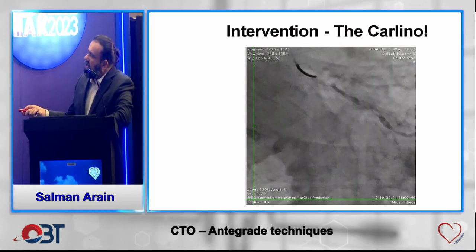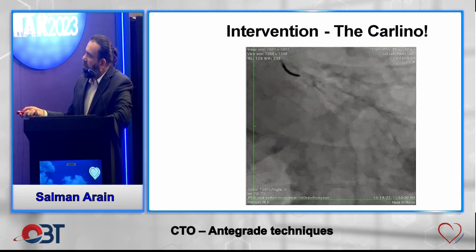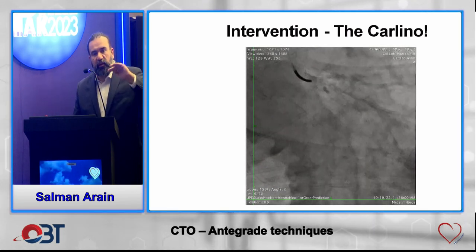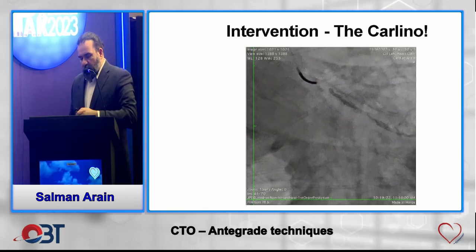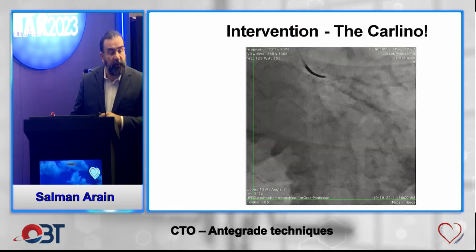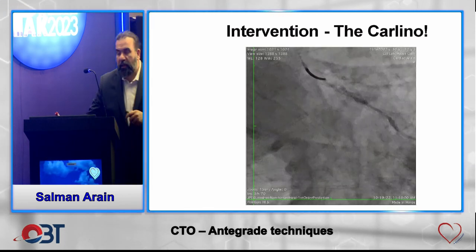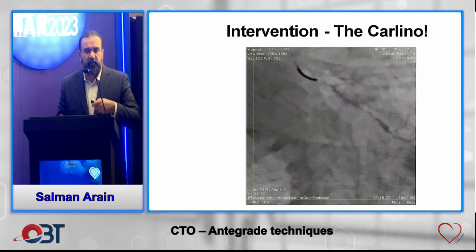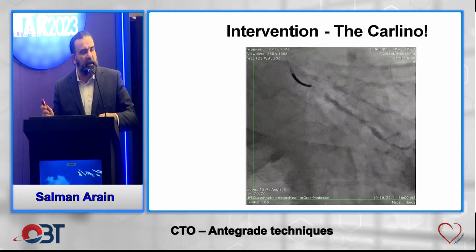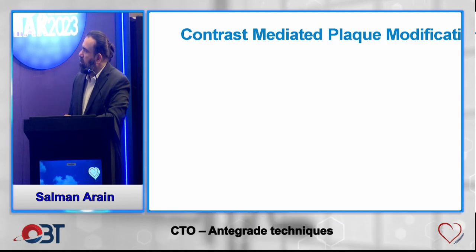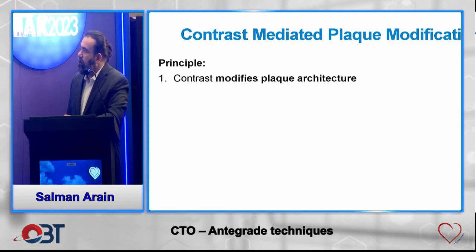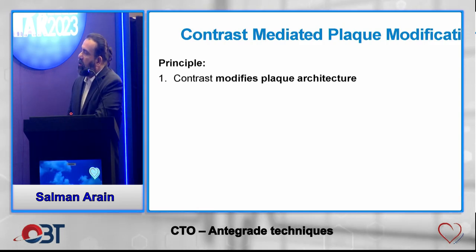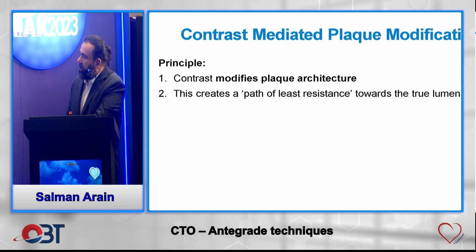Now, interestingly, you don't see anything here, right? But you know that contrast must be going through here. This is because the contrast is in planes going through that plaque. How deep should you go into the proximal cap? Sorry, how deep should you go with the microcatheter? One millimeter, two millimeters. If you go too much, because I obviously teach fellows too, then you end up going towards the side. I'm going to show you that. Okay, so what is the principle? The principle is that contrast modifies the plaque architecture.